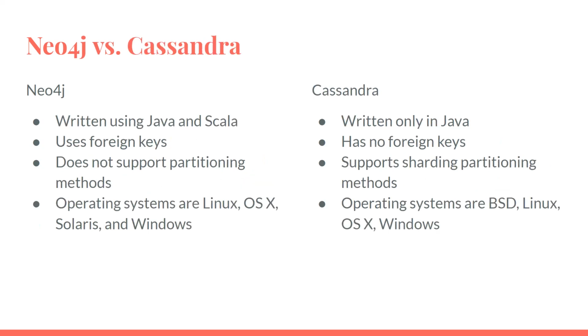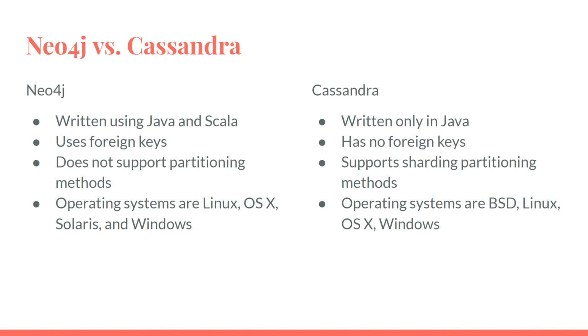Next is Cassandra. Neo4j can be written using Java and Scala, where Cassandra can only be written in Java. So Neo4j can be a little more versatile in that respect. Neo4j has foreign keys, where Cassandra does not have foreign keys, or the concept doesn't exist in Cassandra.